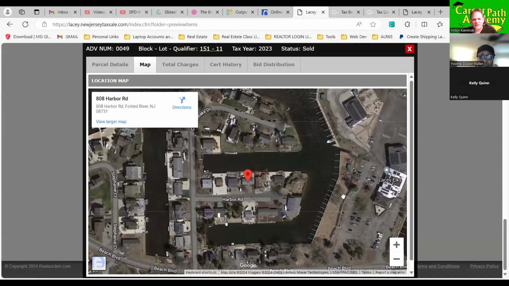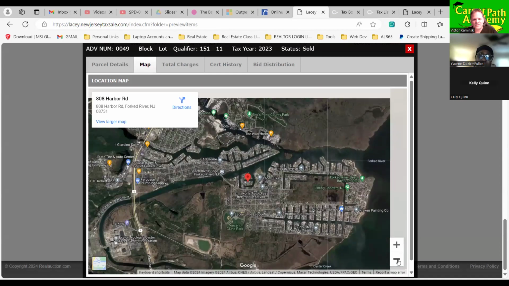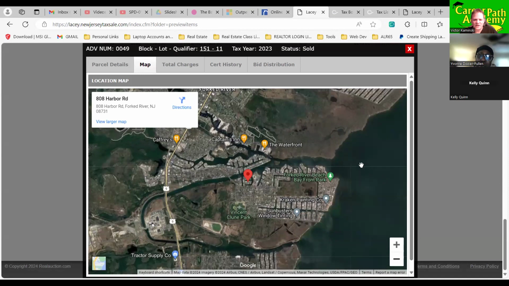Oh, look at this one, right on a wide waterfront. He's right there, looks like a pretty good location. Yep, where the water comes in and comes all the way around. Oh yeah, he's got a nice location there.